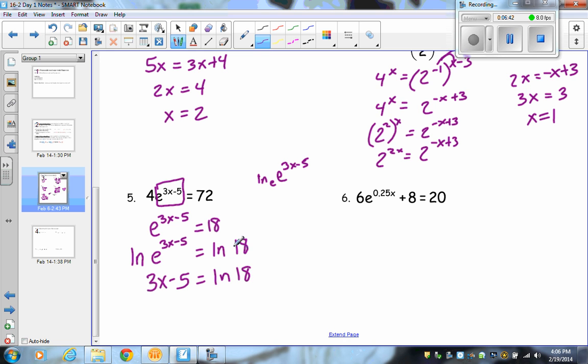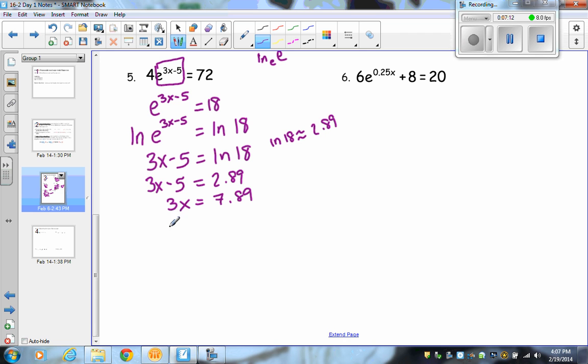In my calculator, I'm going to type in the natural log of 18, and I get about 2.89. So now I have 3x minus 5 equals 2.89. Add 5 to both sides: 3x equals 7.89. And divide by 3, and I get about 2.63.